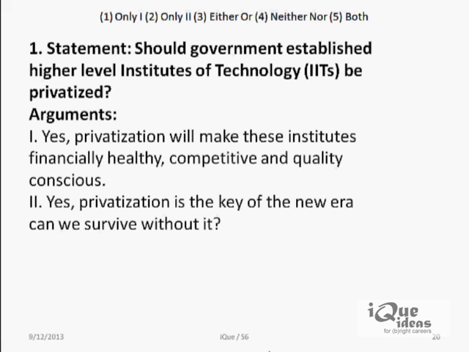Now, the second argument says, yes, privatization is the key of the new era. Can we survive without it? Now, this is a question thrown back at us, and there is no clear analysis on why privatization must be done. And hence, according to the answer key, we'll mark that 1 is the answer, as only the first argument is strong enough.